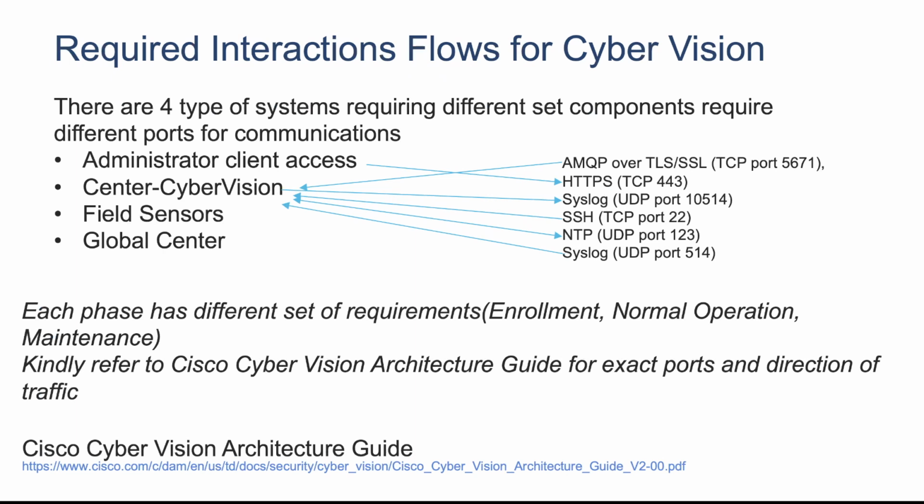There is a dedicated requirement for flow of traffic between the devices. There are basically four types of devices, and each has a different set of port requirements that have to be open. These could be the administrator accessing client, Cisco CyberVision, field sensors, or the Global Center. Typically these are the ports or combinations of ports used by each of the devices, and the direction of the flow will also depend. So I request you to visit the Cisco CyberVision architecture guide, which has the exact flow requirements for each of the devices.